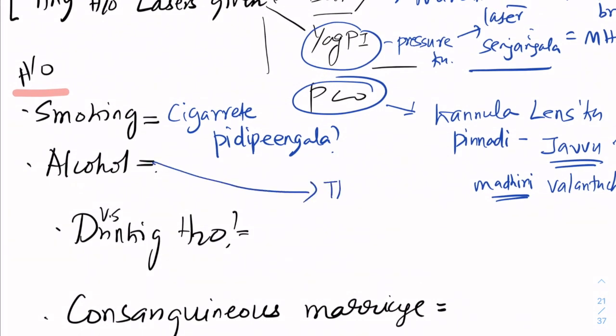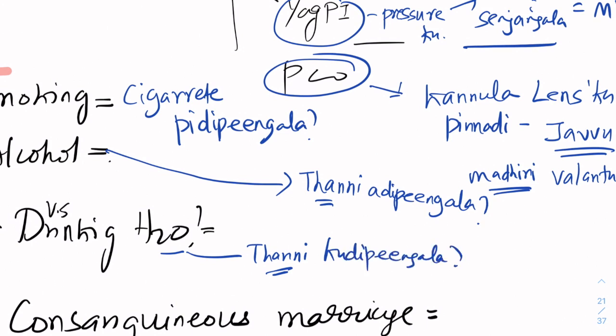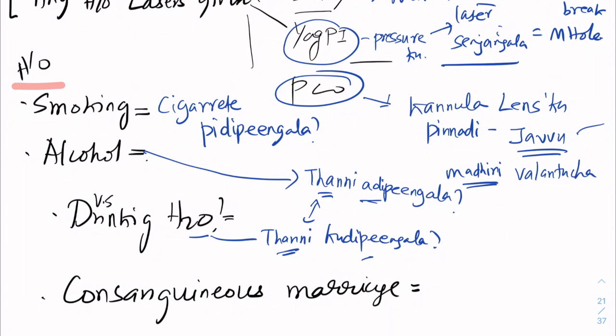Alcohol is called as தண்ணி. Okay, water is also called as தண்ணி. So both alcohol is தண்ணி, water is also தண்ணி. Okay, so we are so generous that we consider alcohol as water. Blame our politicians. So தண்ணி அடிப்பீங்களா means do you drink alcohol? தண்ணி குடிப்பீங்களா means do you drink water? So it's going to be தண்ணி, but what you put after that makes a difference.